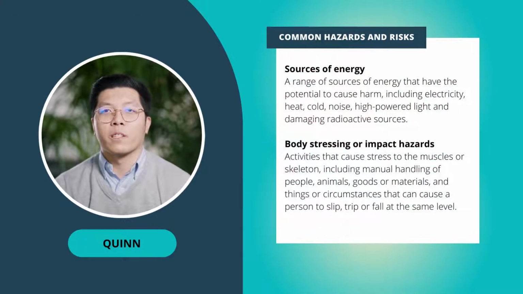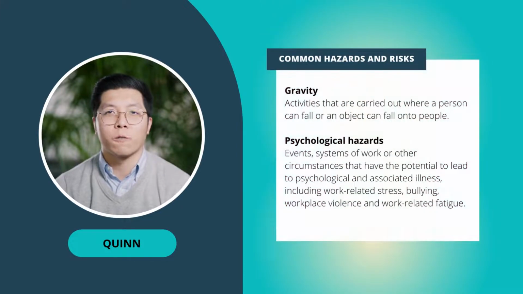Sources of energy that have the potential to cause harm include electricity, heat, cold, noise, high-powered light, and damaging radioactive sources. Body stressing or impact hazards cause stress to the muscles or skeleton. Gravity hazards exist where a person can fall or an object can fall onto another person. Psychological hazards have the potential to lead to psychological and associated illness, including work-related stress, bullying, workplace violence, and work-related fatigue.